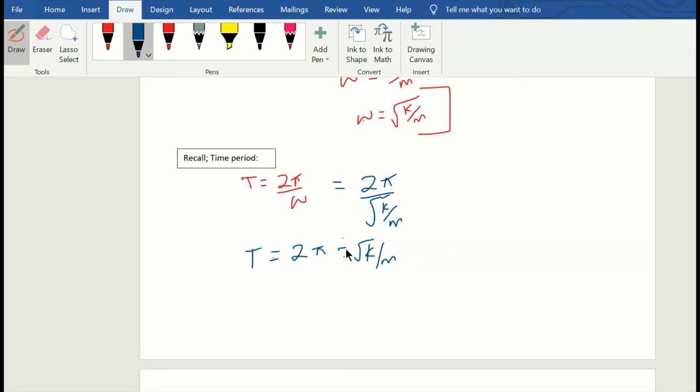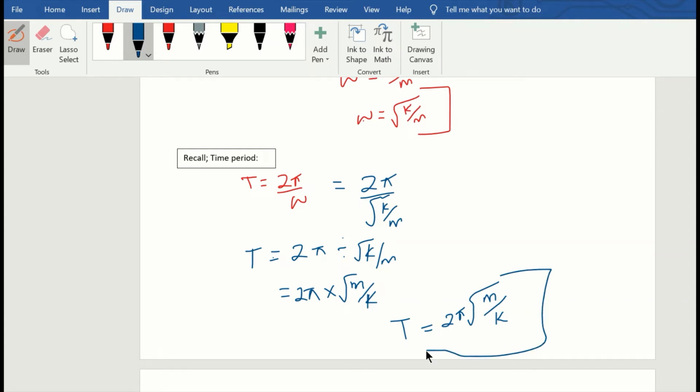Now, in maths we can express this further. It becomes 2 pi times, so when we change division to times, we have to flip the right hand side. It becomes the square root of the mass over k. So therefore we can say that the time period is equal to 2 pi square root of mass over k. So here is another formula we can use to solve for time period when given questions. We shall be looking at 2 questions of how we can apply these 2 formulas.